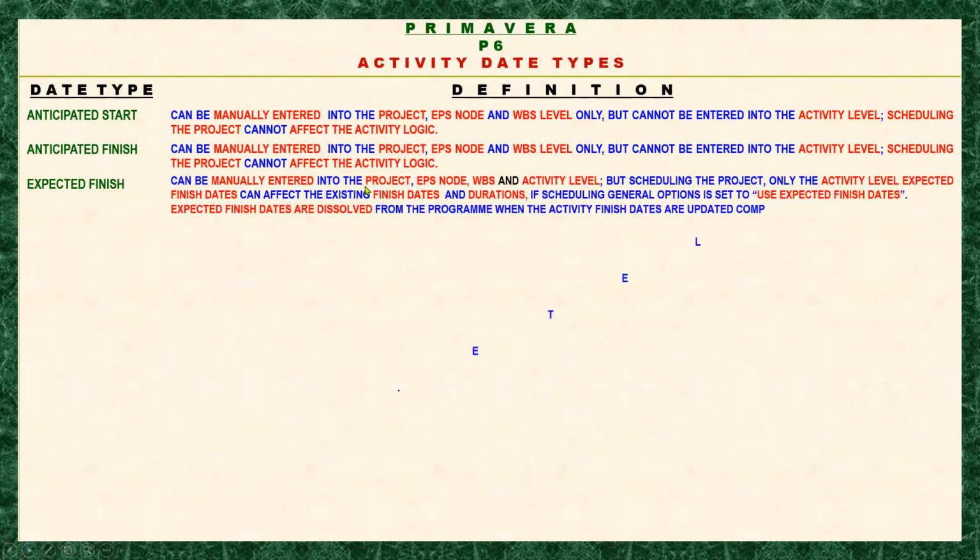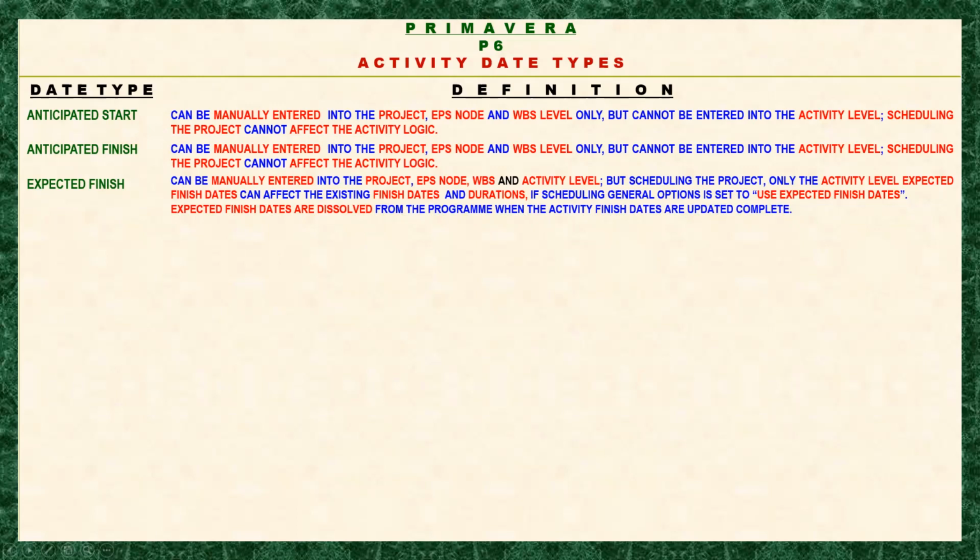Okay, this can be manually entered into the project EPS node, WBS, and activity level, but when scheduling the project, only the activity level expected finish dates can affect the existing finish dates and duration. Okay? If scheduling, that is, if scheduling general options is set to use expected finish dates. So expected finish dates are dissolved from the program when the activity finish dates are updated complete. How does it happen? The expected finish dates are dissolved from the program when the activity finish dates are complete.